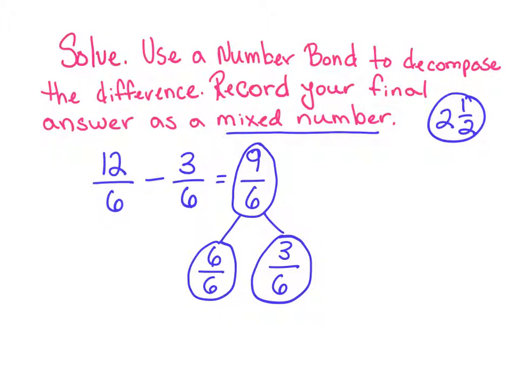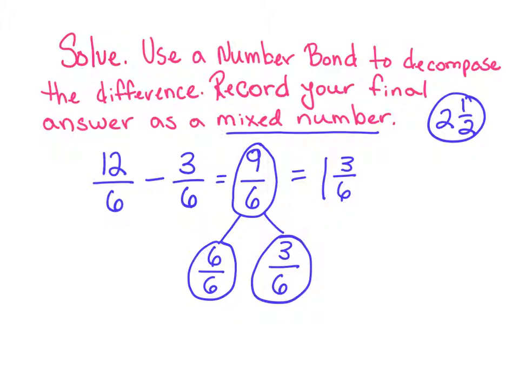So now what this is equal to, we have 6/6 that represents a whole, and the fraction left over is 3/6. So this is our mixed number. Now, I'm hoping that you are looking at that fraction and asking yourself, can I simplify it? Can I reduce it? Well, what can we do with that?